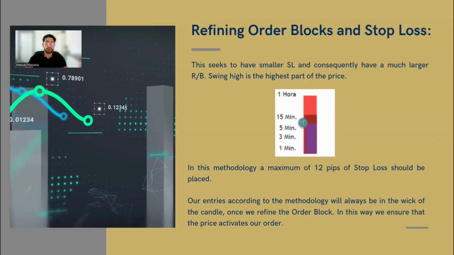Okay, we take it. Now the zone gets more and more precise. So the smaller the order block, the more precise the order will be and the smaller the risk we will have, because we'll have a smaller stop loss.